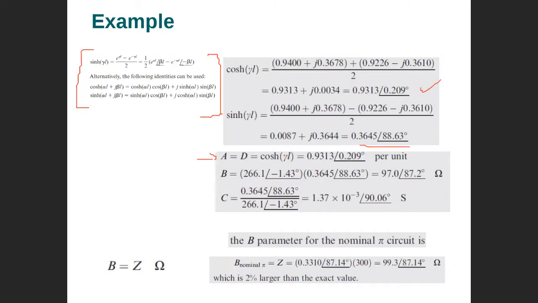The A and D is this cosine hyperbolic, which is this one. A equals D. B is simply this part here, sine hyperbolic, times 266.1143. So this is it.